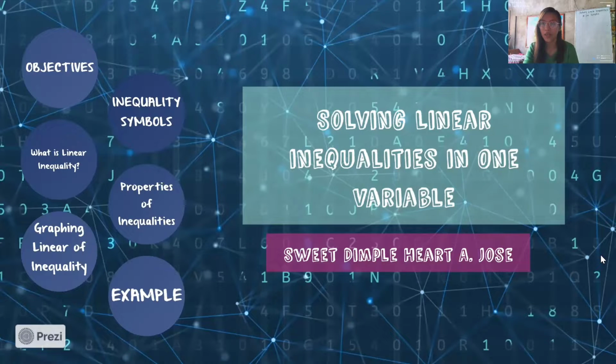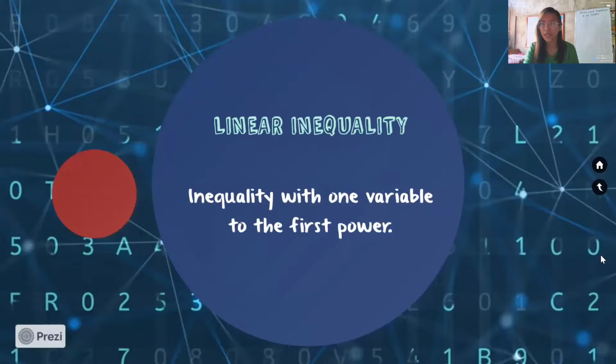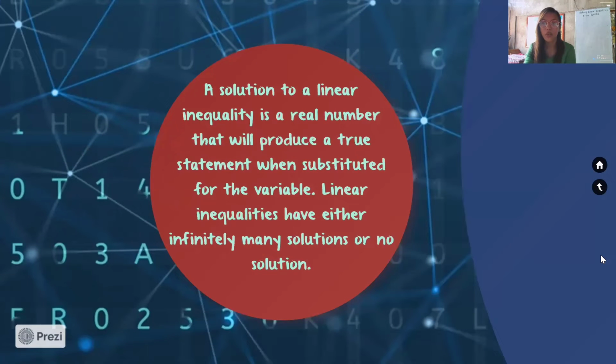What is a linear inequality? An inequality says that two expressions are not equal. A linear inequality in one variable can be written in the form ax plus b is less than c, where a, b, and c are real numbers with a not equal to 0. A solution to a linear inequality is a real number that will produce a true statement when substituted for the variable. Linear inequalities have either infinitely many solutions or no solutions.